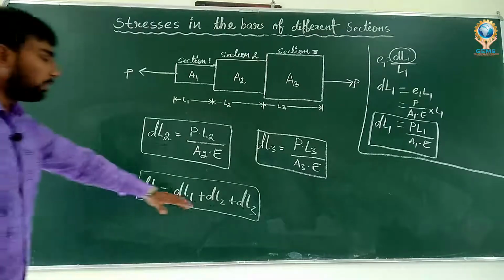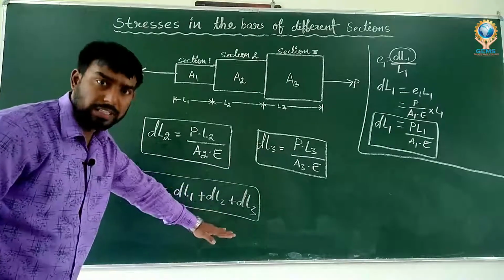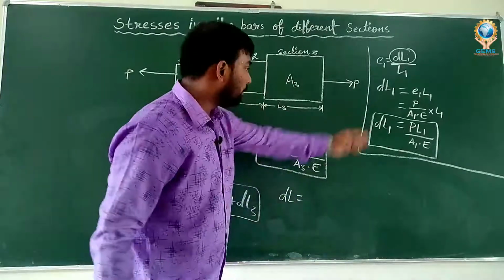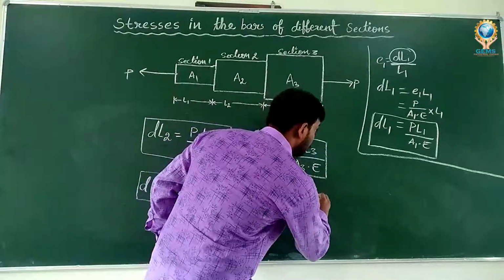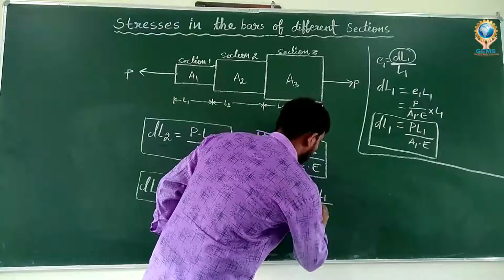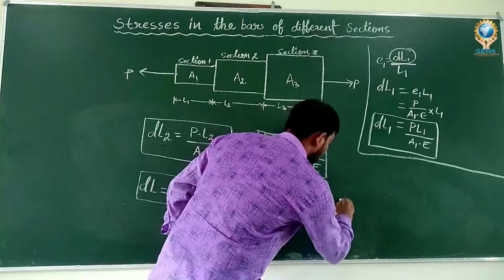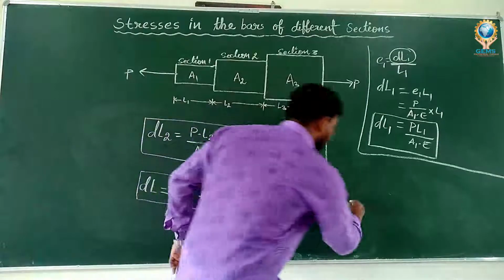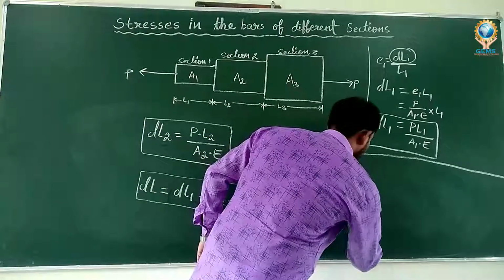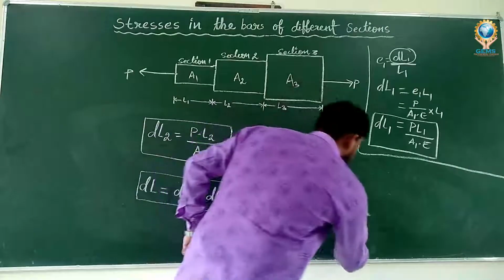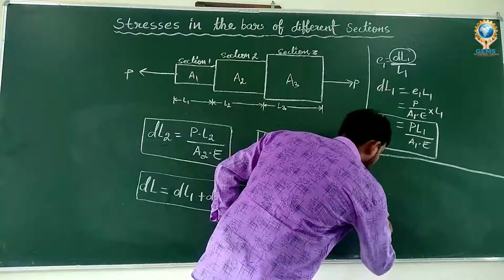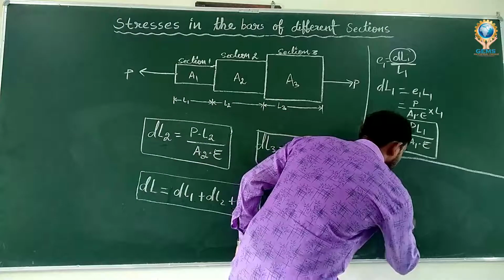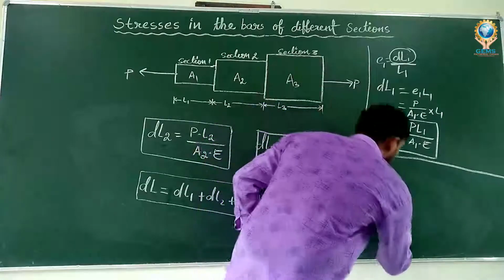So now we are going to substitute each and every value in this equation. So we will get total extension is equal to DL1, P into L1 divided by A1 into E, plus DL2, P into L2 divided by A2 into E, and third one as P into L3 divided by A3 into E.